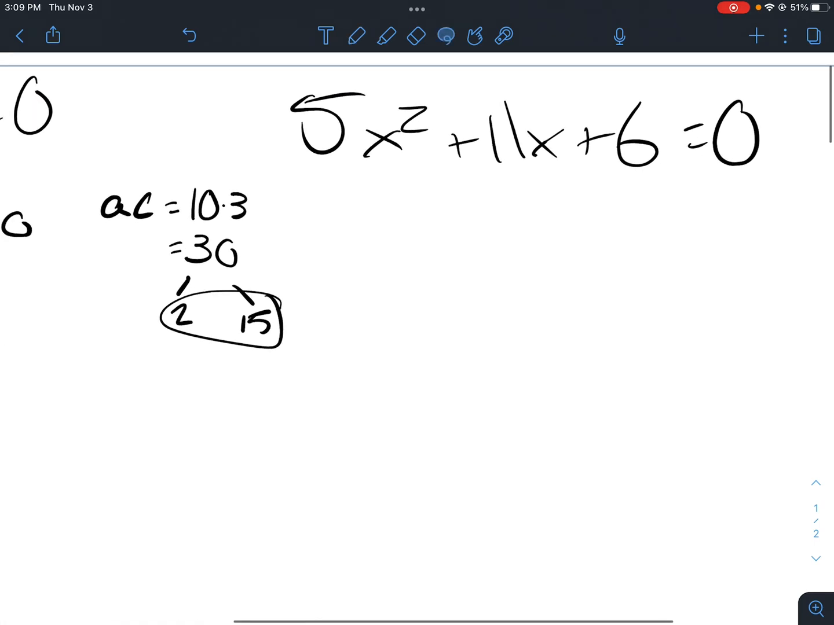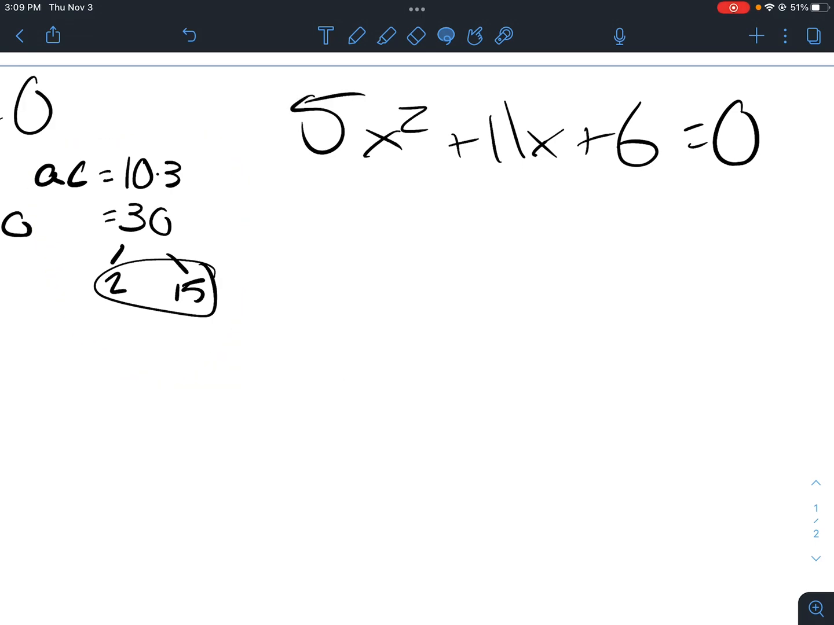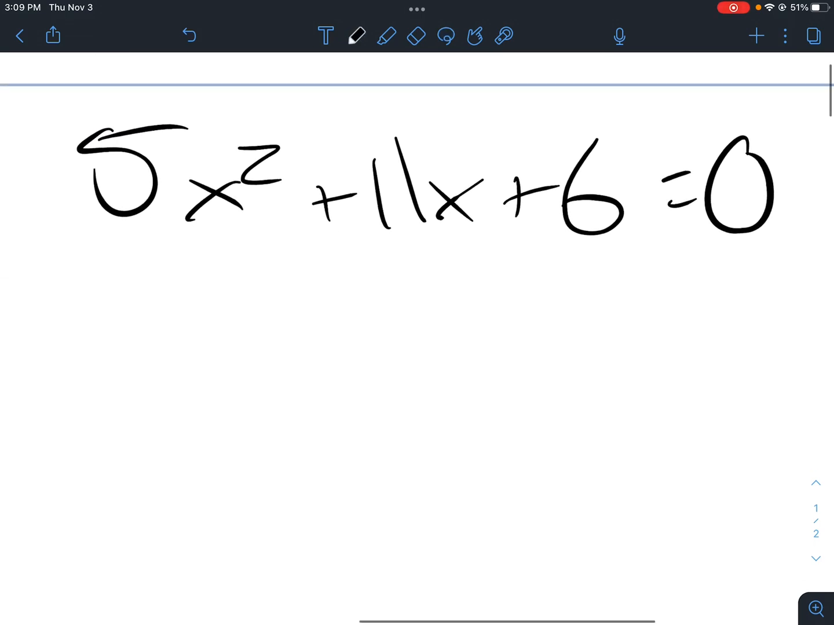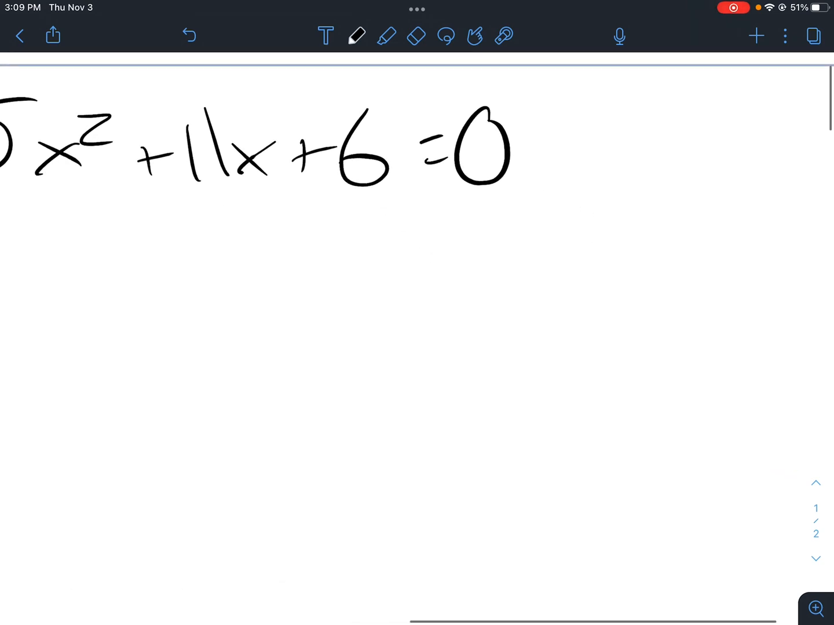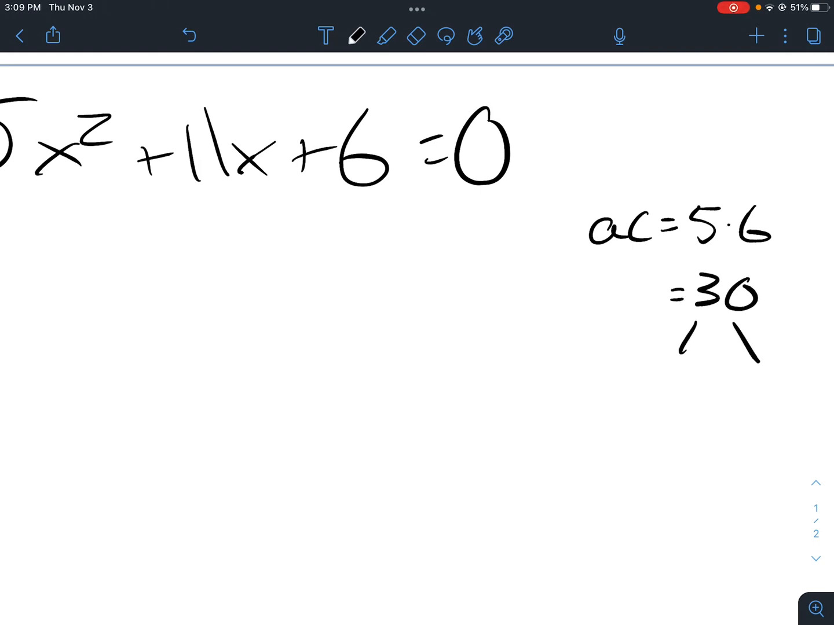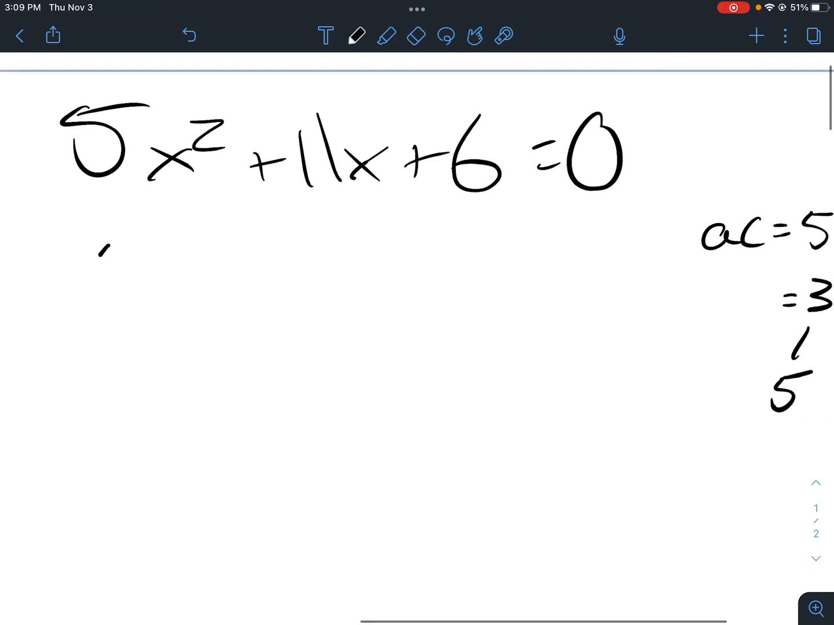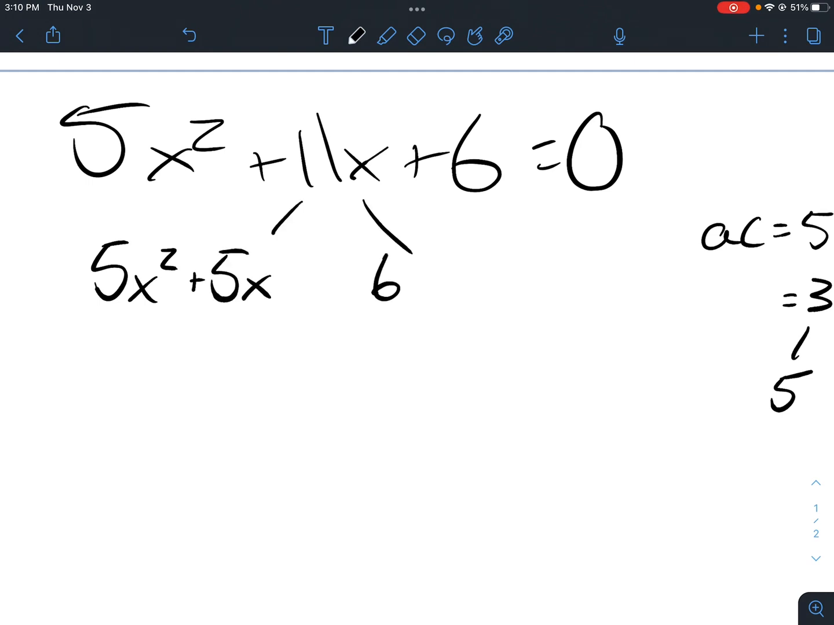Next problem, let's go ahead and look over here. So, 5x squared plus 11x plus 6. The first thing we're going to do, like we did with the last problem, is AC is equal to 5 times 6. We're going to get 30 again, and the factors of 30 that add up to 11 are positive 5 and positive 6. So we're going to have 5x squared plus 5x. Remember, we're splitting up our 11x and just copying everything else down.